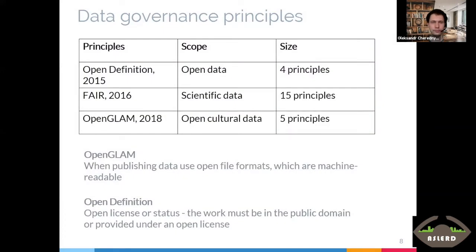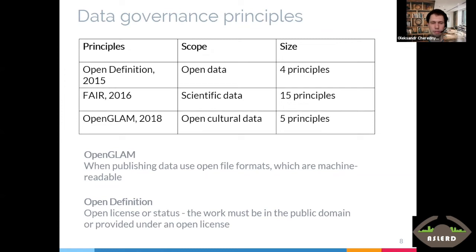Covering the data governance principles in general, during the research we were able to identify three sets of principles which are relevant in this case. The first would be open data and the principles from the Open Definition. Those are four principles, relevant for all open data in general. Then there are the FAIR principles, which are relevant specifically for scientific data. And finally, the OpenGLAM working group, for open galleries, libraries, archives, and museums, generated five principles which are relevant specifically for open cultural data.